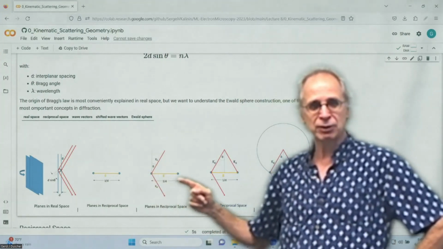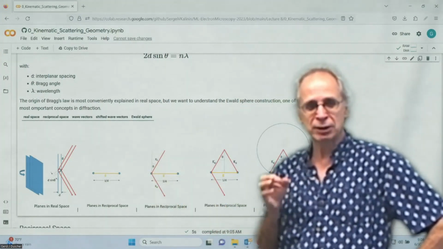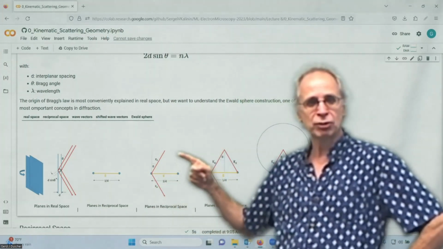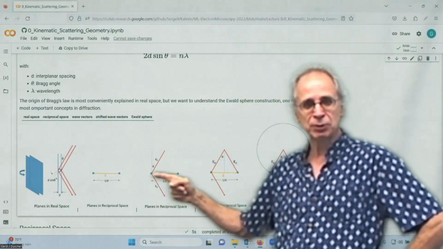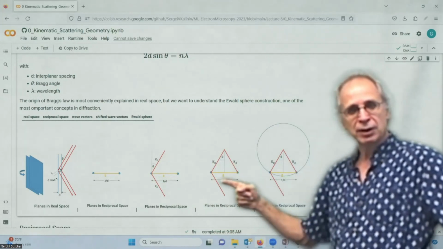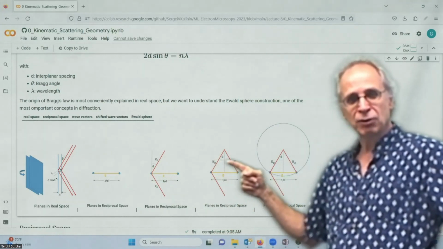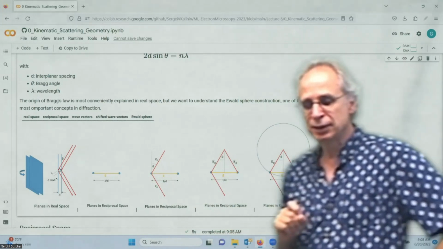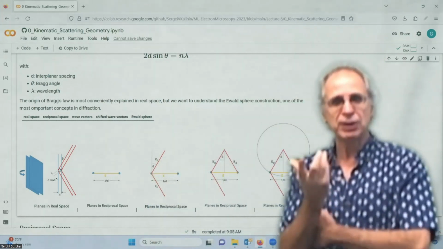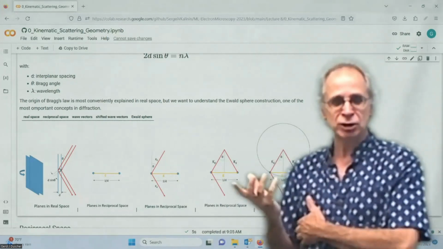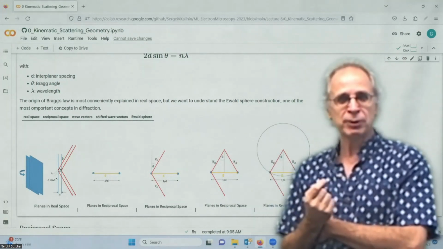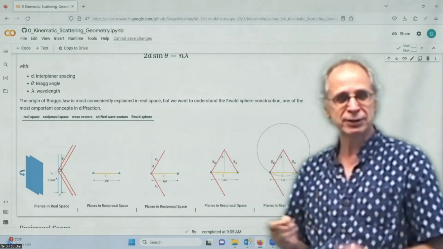Coming in, coming out. And now we are, however, having vectors. This vector we can move. So we move the starting point of this vector up here, and we get a nice triangle. These two sides have to be always the same. So we do kinematic scattering. That means our electrons don't lose any energy. That means the wavelengths of these particles are always the same, so the de Broglie wavelengths.